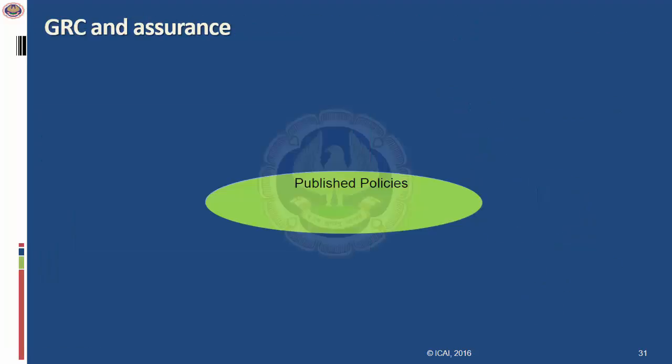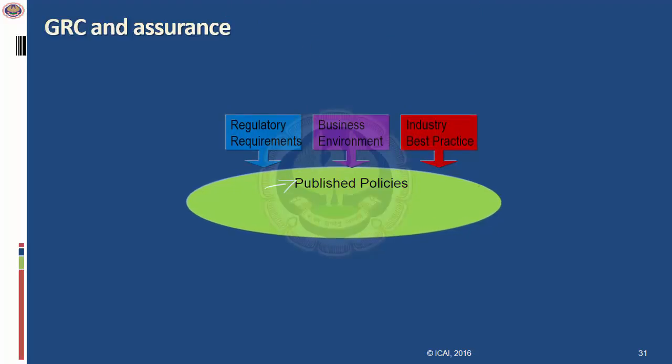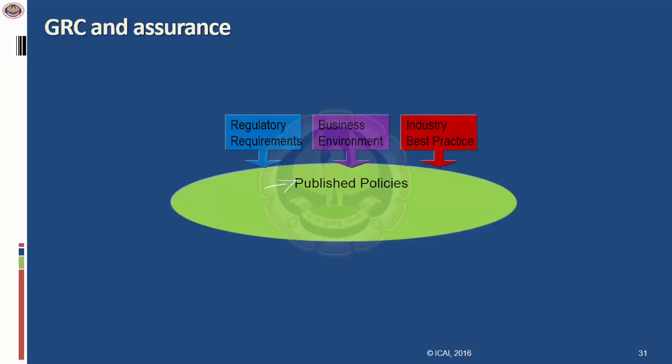Now let's look at GRC and assurance. There is a set of published policies which are applicable to the organization. And these published policies keep on increasing based on the regulatory requirements, the business environment, and the specific industry best practices they want to adopt. So there is a set of published policies which the organization has to adhere to.